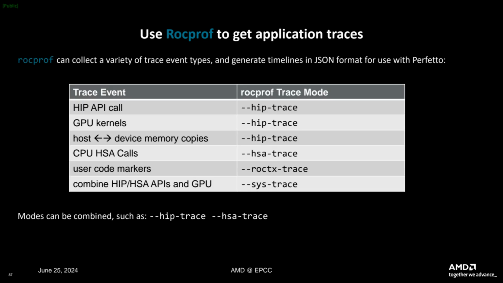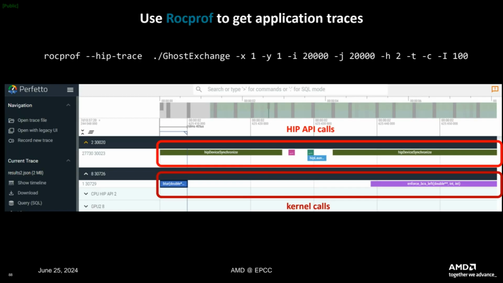Yes, so ROCprof can show different types of activities, as I said, HIP or HSA, and these are the flags that you have to include to show that activity. And on Perfetto, that activity will look something like this. So this is a screenshot of what you would see on Perfetto, and you can see that the traces appear as basically colored rectangles. And here you can see HIP API calls, such as hipDeviceSynchronize, and also kernel calls, such as the kernel to advance the solution, the blur one, and the one to enforce boundary conditions.